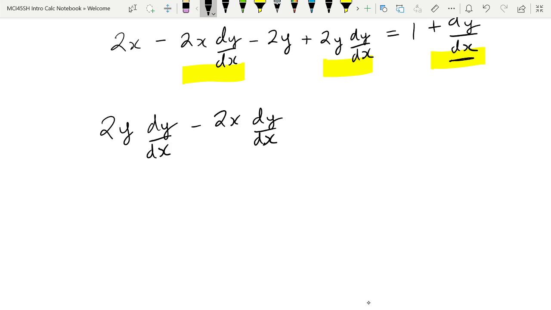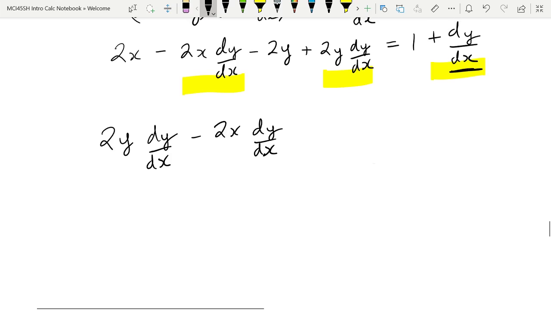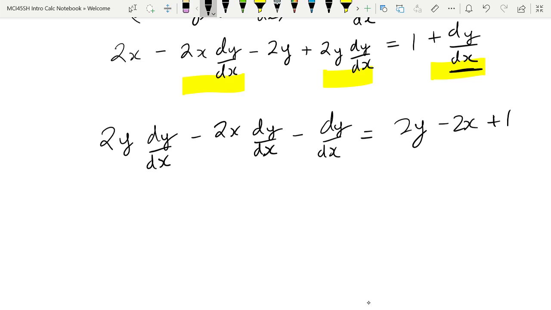And then this guy is moving to the other side. So minus 1 dy dx is equal to 2y minus 2x plus 1, right? This term and that term just moved over to here and here.